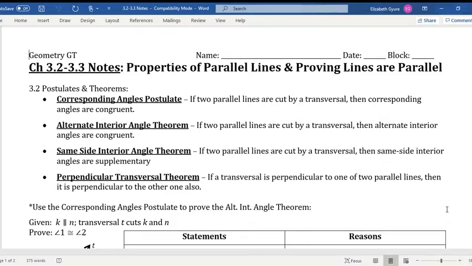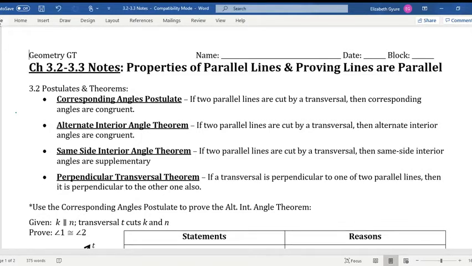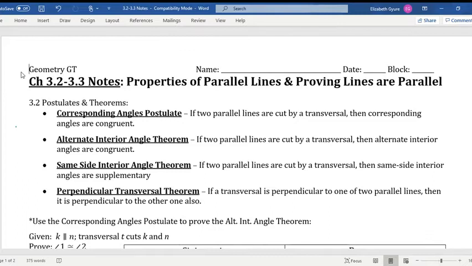So quick refresher for our angles here, just to make sure we remember what they look like. Remember, you might have your two lines. Maybe they're parallel, maybe they're not. They're cut by a transversal, right? So this is like a very basic diagram of what our angle relationships might look like.